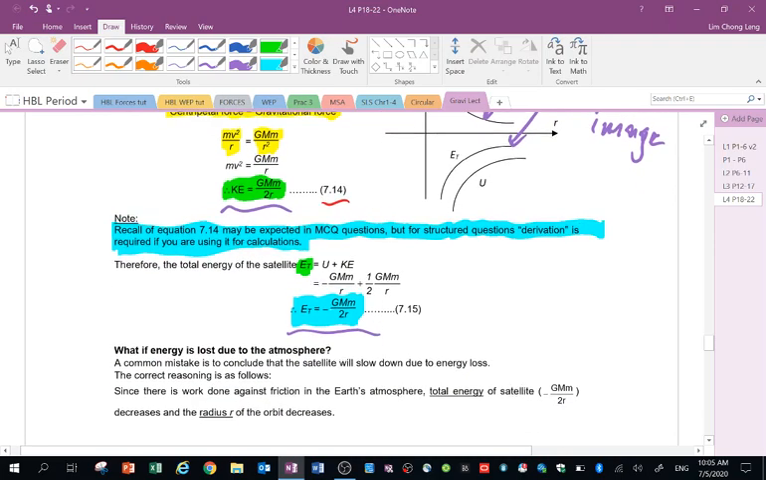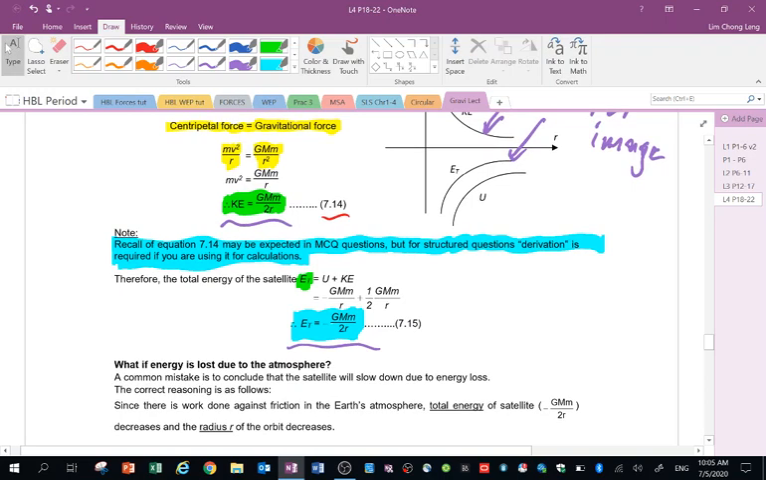What if energy is lost to the atmosphere? You know, a satellite doesn't stay in orbit forever. After a while, it loses energy and it will spiral towards the Earth and crash. That was in the past. In the past, that is actually what happened.